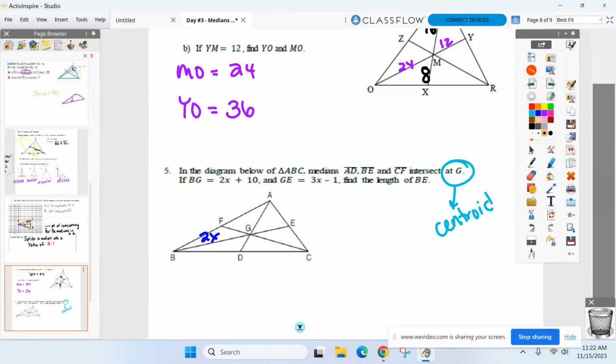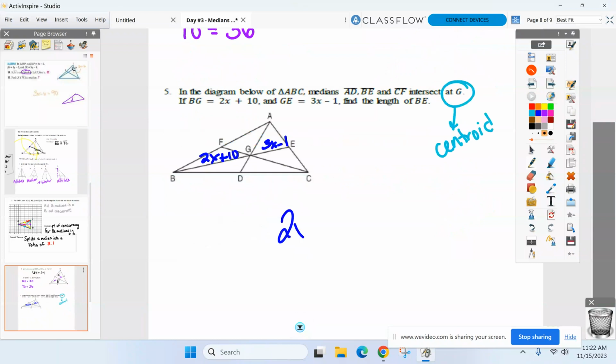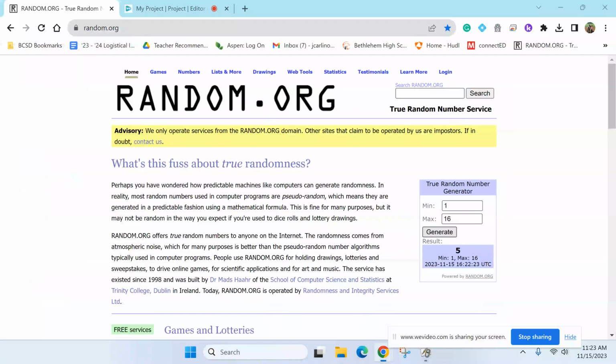BG is 2x plus 10. GE is 3x minus 1. Let's see if we really understand this whole 2 to 1 concept. 2x plus 10 equals 3x minus 1. Completely incorrect. Do we understand that? I didn't say 1 to 1, I said 2 to 1. Somebody adjust it for me so it is correct. There are 2 ways you could adjust this to make it correct. But right now, don't even think about solving it. That beast is wrong. Correct it for me.